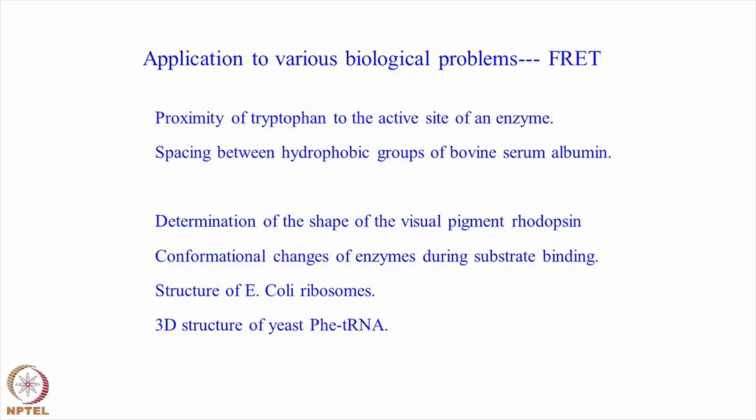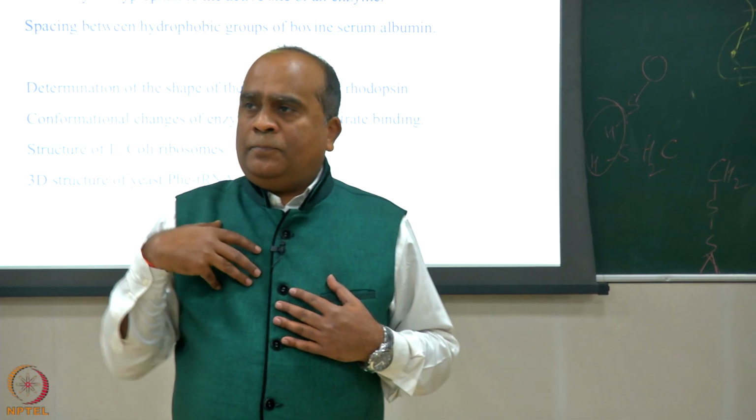Yeah, so proximity of tryptophan in an active site you can study. The spacing between hydrophobic groups in bovine serum albumin, protein dynamics. Determination of the shape of the visual pigment rhodopsin. Rhodopsin, you know, right? All of us are seeing because of that. You can get the shape of this pigment. You can get the conformational change that is happening on substrate binding.